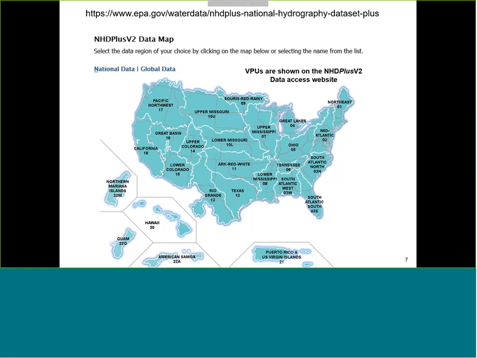The NHD Plus data are accessible from the NHDPlusV2 data download website. From the home page of the NHDPlusV2 website, the data download page is reached by clicking on a particular VPU in the left frame in the illustration of the website. The main data download page shows a map of all the VPUs across the nation. You can access any of these VPU regions just by clicking on the VPU, or you can click on the name below the map.